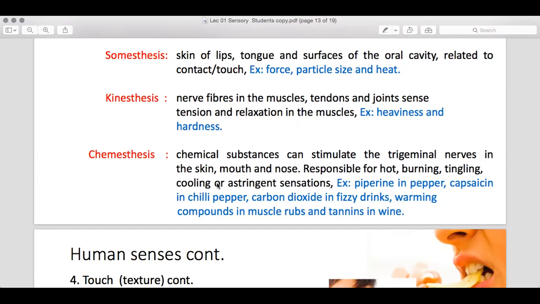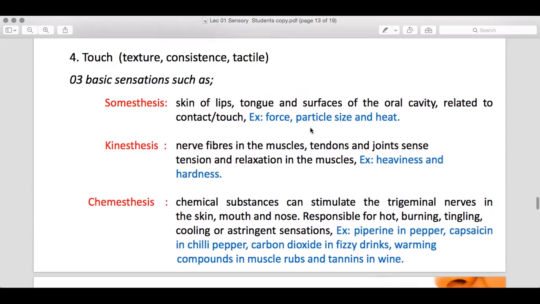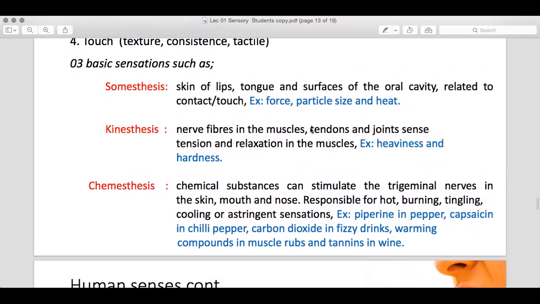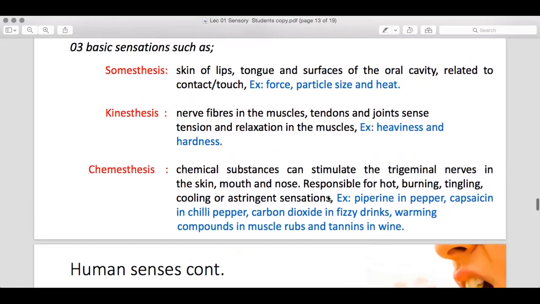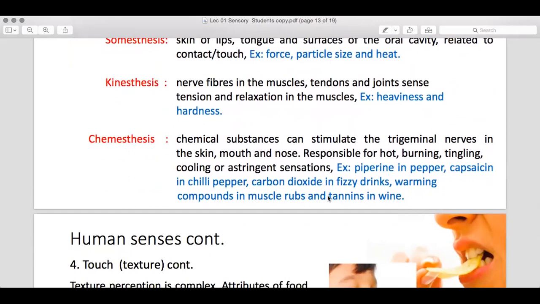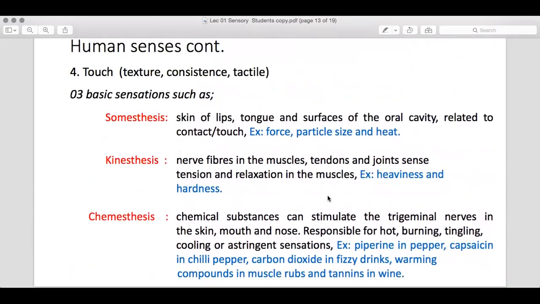That is due to tannins and chemical compounds. So we can feel all these things due to the effect of chemical compounds, right? So these are the three reactions responsible for touch and texture identification. I suppose you all understood this mechanism, right? So I will not write down what somesthesis, kinesthesis, and the three steps are.